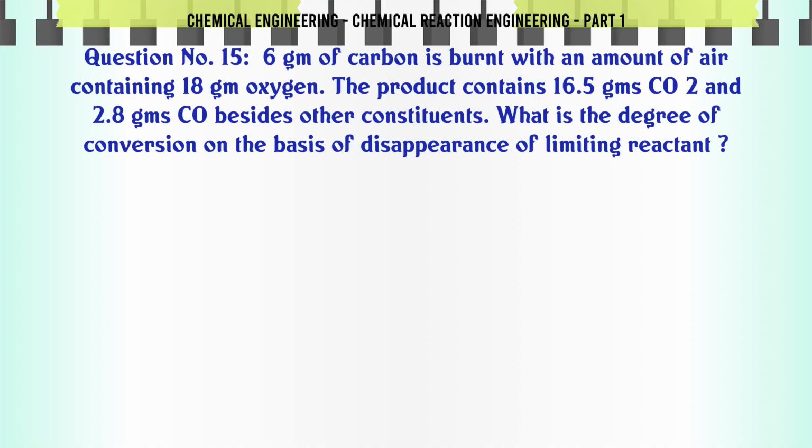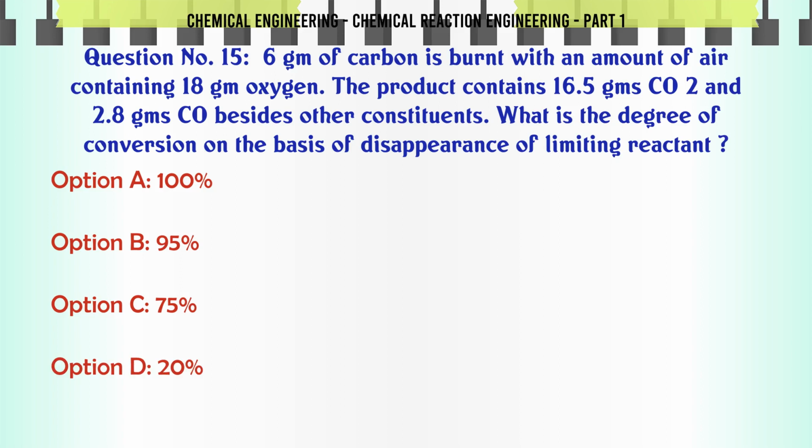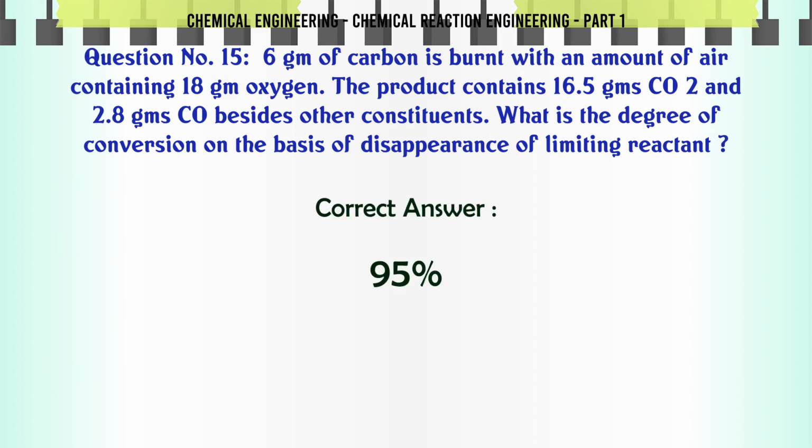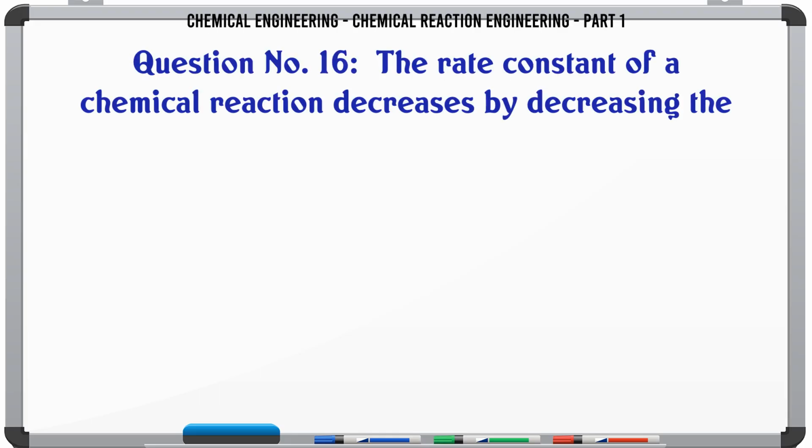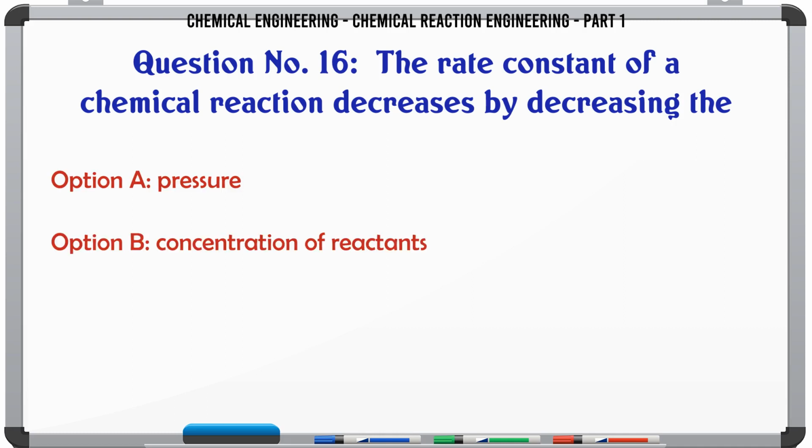6 grams of carbon is burnt with an amount of air containing 18 grams oxygen. The product contains 16.5 grams CO2 and 2.8 grams CO besides other constituents. What is the degree of conversion on the basis of disappearance of limiting reactant? A. 100%, B. 95%, C. 75%, D. 20%. The correct answer is 95%.